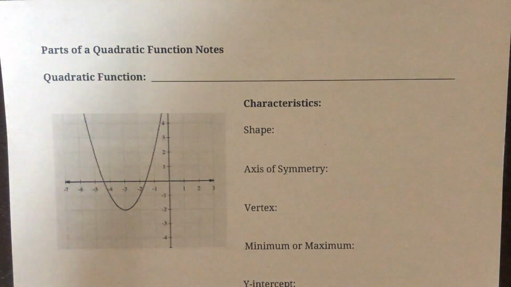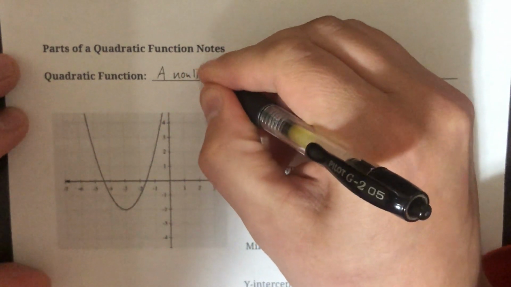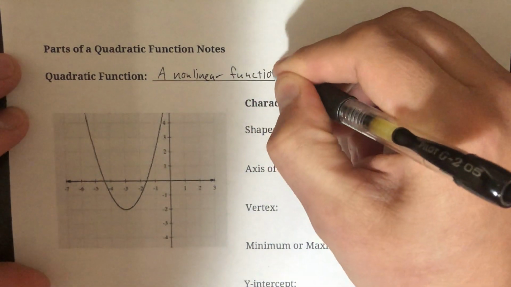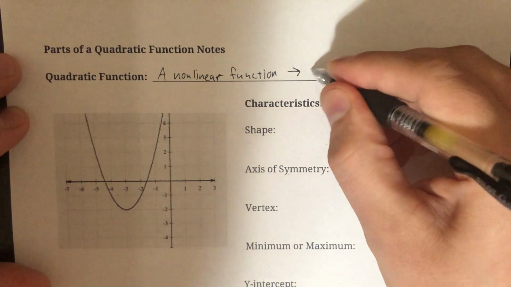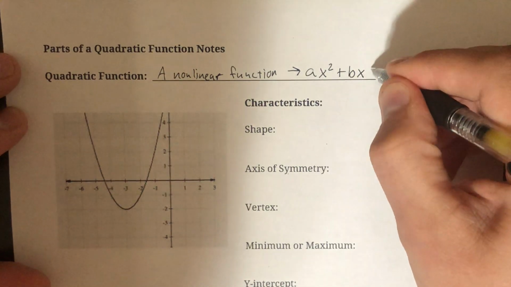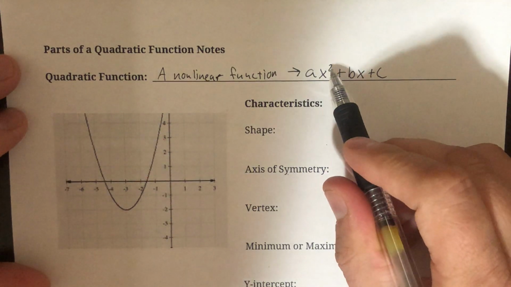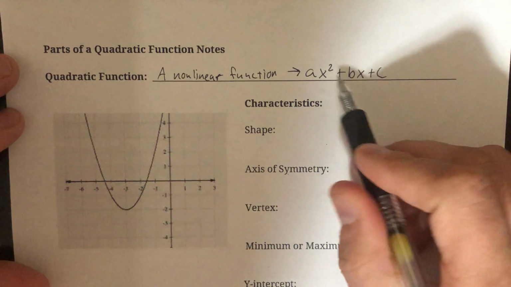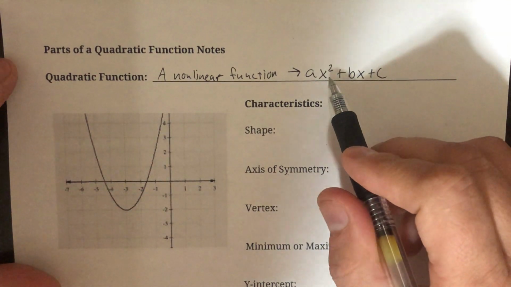The quadratic function is not linear, so it is a nonlinear function. That comes in the form ax squared plus bx plus c. So when we take a look at this, we have an x squared term, we might have an x term, and we could also have a constant. No matter what, the constant thing that we're going to always see in a quadratic function is an x squared.